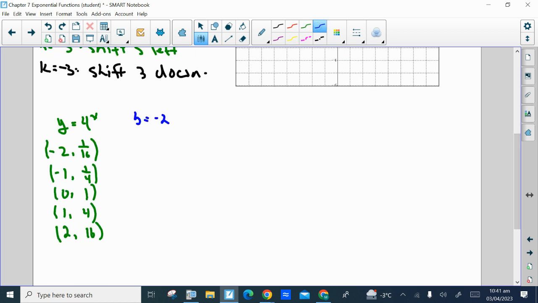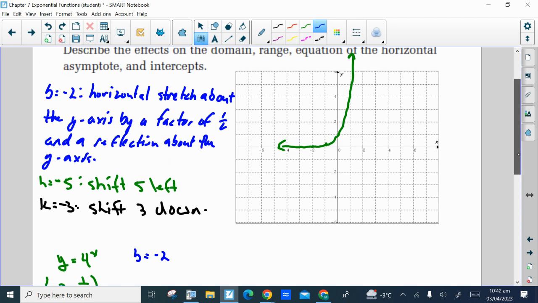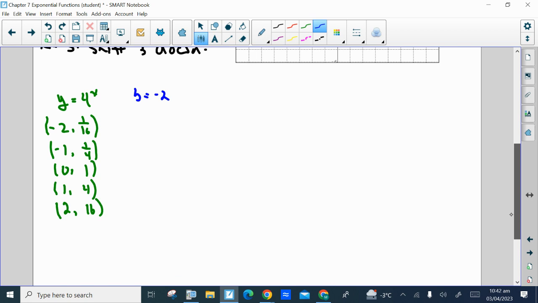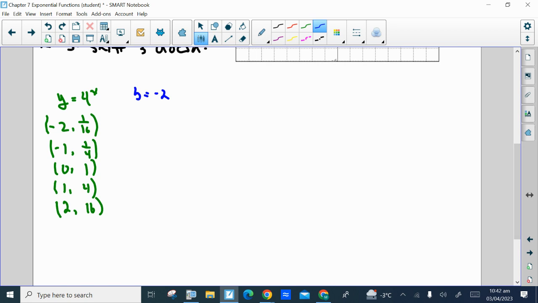So for b equal negative 2, that causes a horizontal stretch by a half and a reflection about the y-axis. So we can do those simultaneously by multiplying all the x values by negative 1/2. So all the x values by negative 1/2. So for this step, the y values don't change.